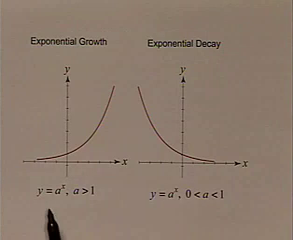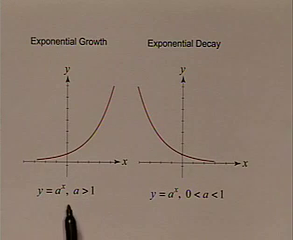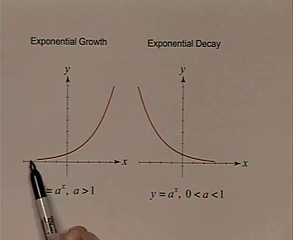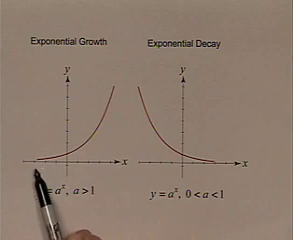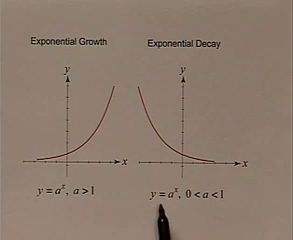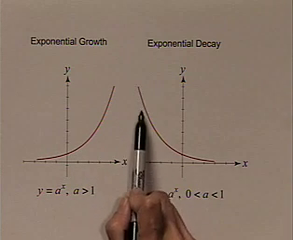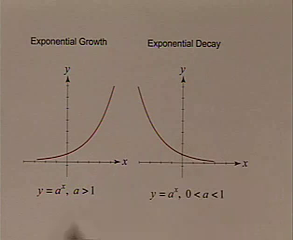First of all, if we graph the function y equal a to the x, where a is a number bigger than 1, remember a is the base, where the base is bigger than 1, we're going to get a graph roughly like this shape, and that's exponential growth. If we graph y equal a to the x, where a is a number between 0 and 1, remember the example of 1/5, we're going to get a shape roughly like this, which is called exponential decay.